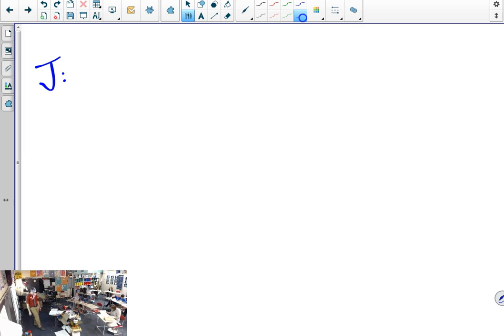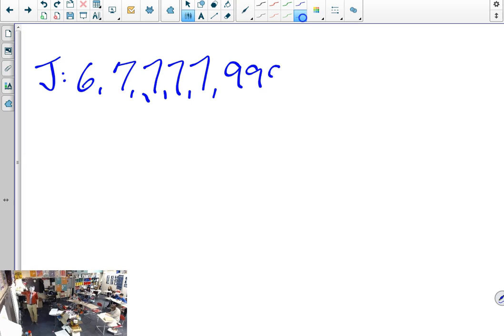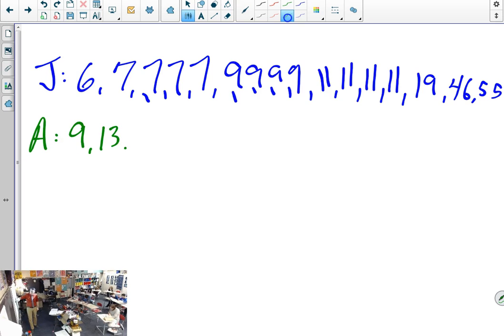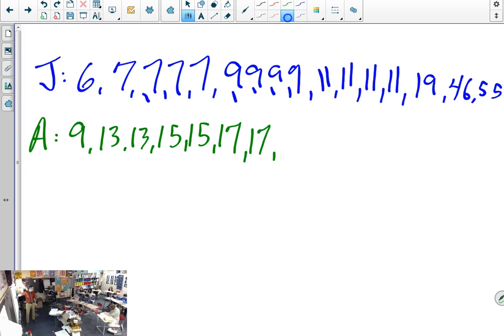Anybody have Jaina in order for me? I have some of it. Give it to me. 6, 7, 7, 7, 7. And then 4 9s. And then 4 11s. And then 46 and 50. Wait, 4 11s? Yeah, 4 11s. 19. Wait, not 19. 19's next. Oh, there is 19. 46. And then 46 and then 5. And then the next one too. 9, 13, 15. Hold on, this won't work if you run ahead of me. 2 17s. 18. Done.